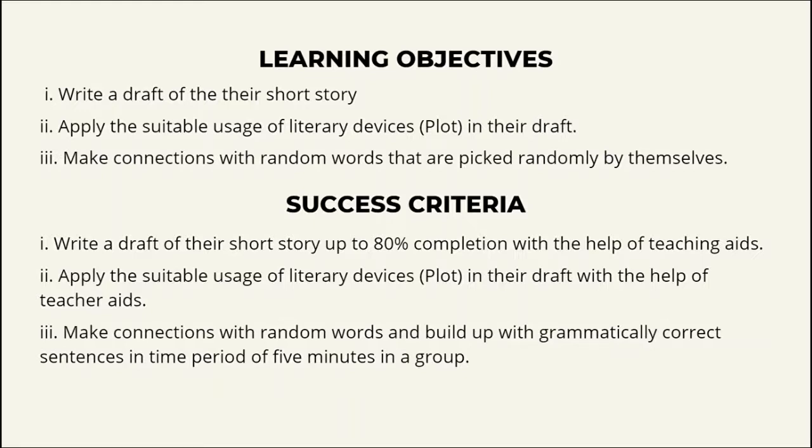For the success criteria, the students will write a draft of their short story up to 80% completion with the help of teaching aids. Why did I set it at only 80%? It is because the time limit for the students to carry out this activity is very restricted and limited. So I think it is impossible for them to complete at 100%.